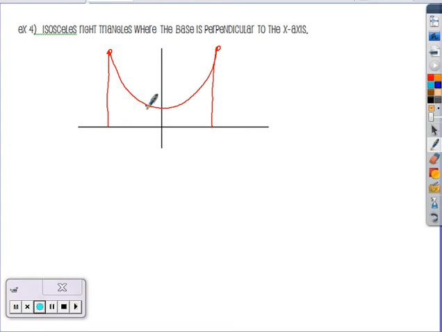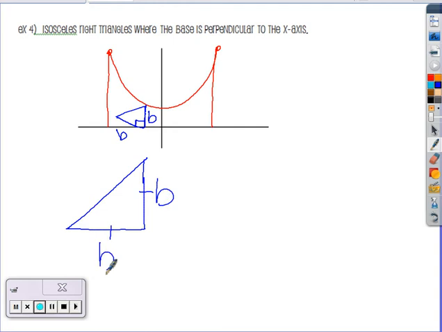So, you are going to be given either that the base is perpendicular to the x-axis, or you'll be given that the hypotenuse is inside of the shape. In this case, because it's the base, this is the base of the triangle. The other base would be here, and then this would be the right angle. So really, what you're looking at is a triangle that looks like this. It's isosceles. This is the base. This is the other base.